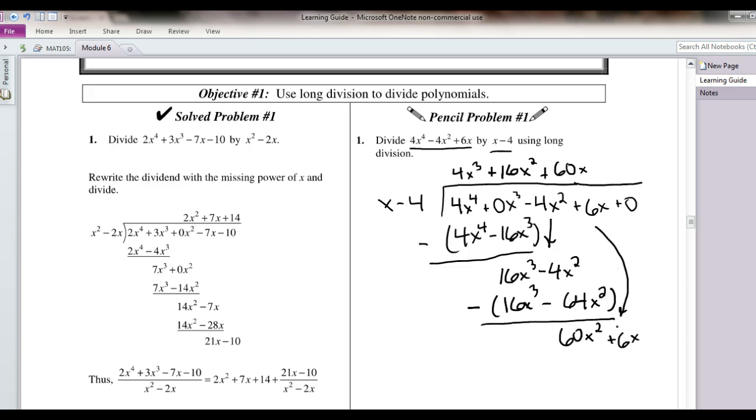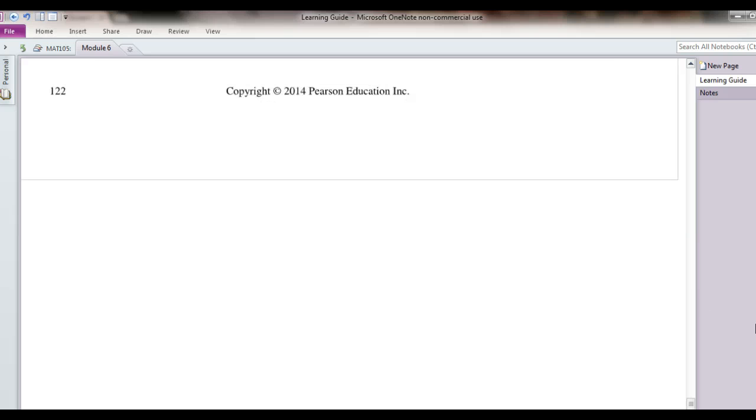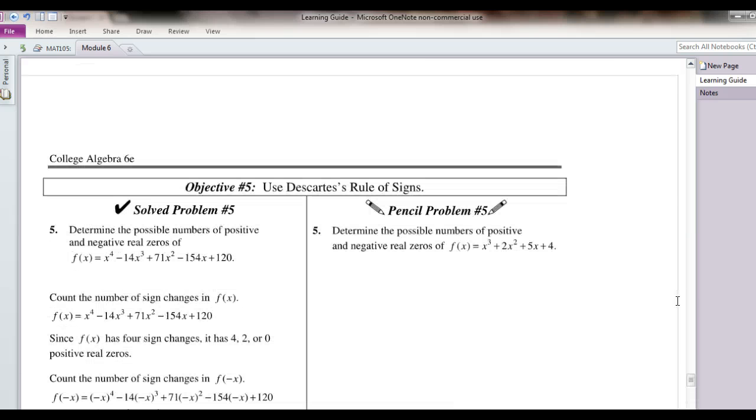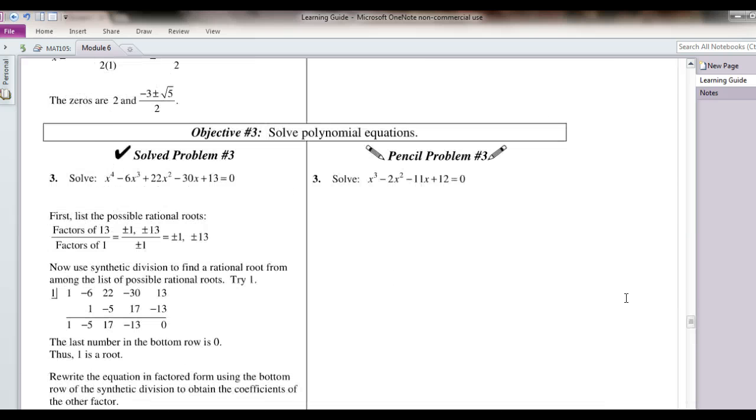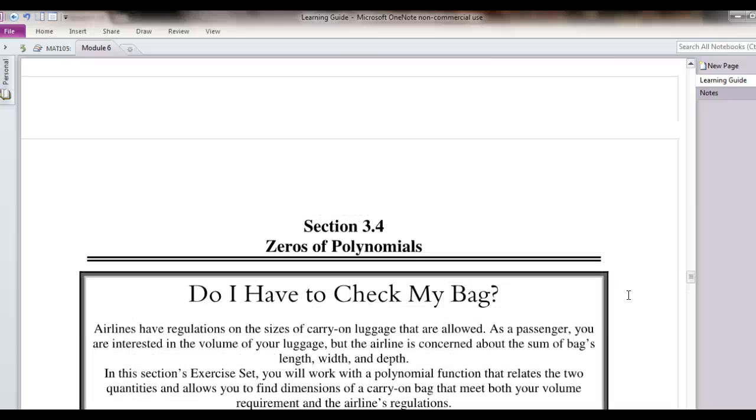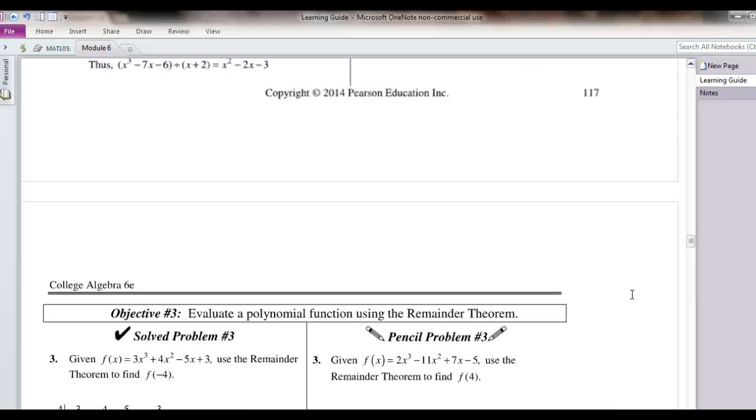So 60x times x gives me 60x squared. 60x times minus 4 is minus 240x. Now I subtract this. So this will give me plus 240x plus 6 will be 246x. And then I just have plus 0. So only one more to bring down. Sorry, I went way too far into the end of the document.